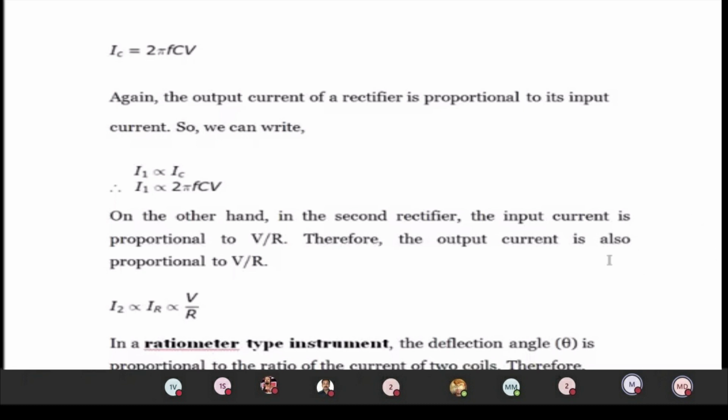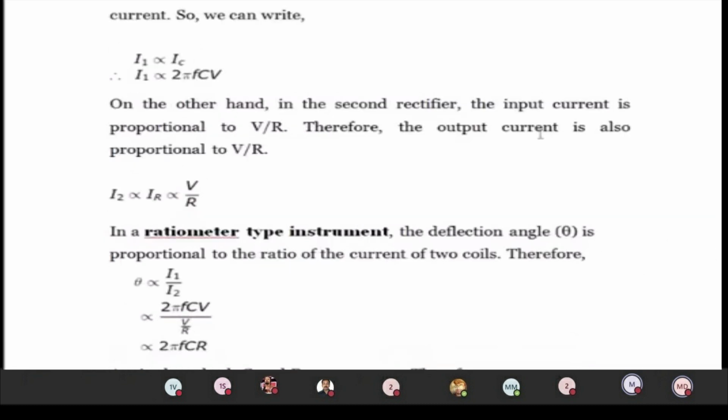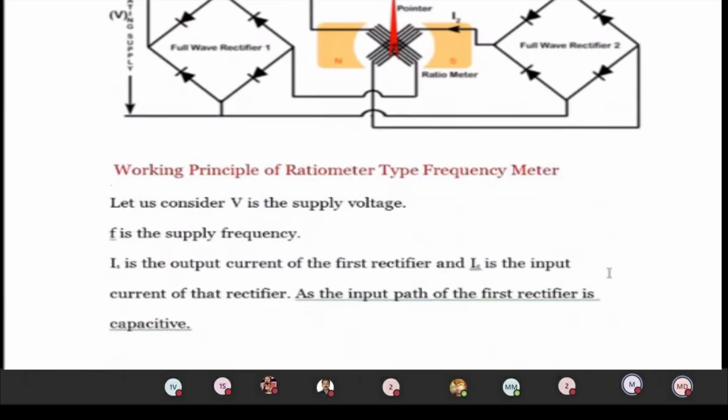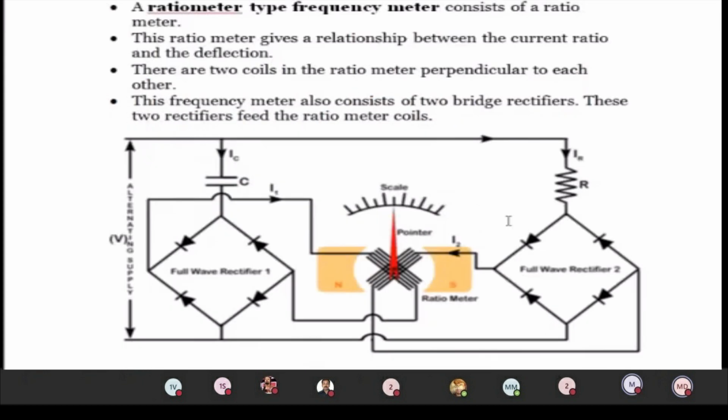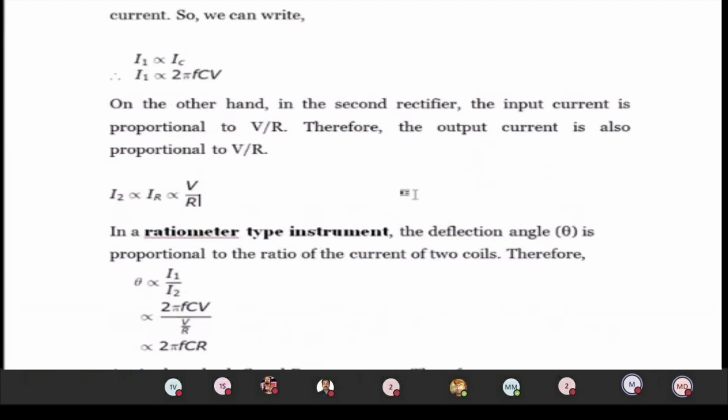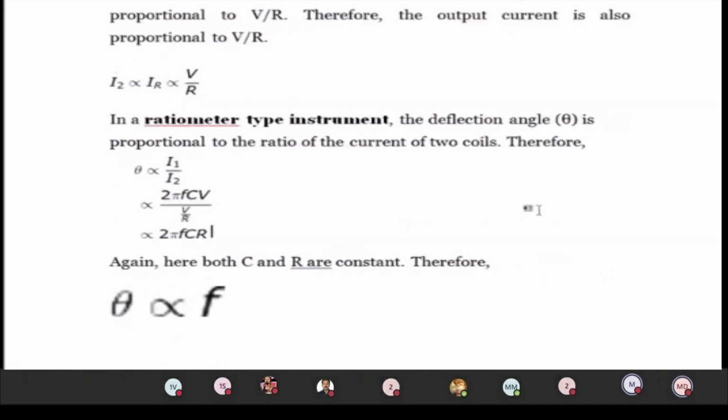So we have got the two currents, and we have to find the ratio between the two. At the start we saw the ratio meter gives the relationship between the current ratio and deflection. Now we can calculate the current ratio and the second term, deflection. In a ratio meter, the deflection angle is proportional to the ratio of current of two coils. This is the concept behind this meter. We can take the deflection angle as theta, which is directly proportional to the ratio of the two currents I1 and I2.